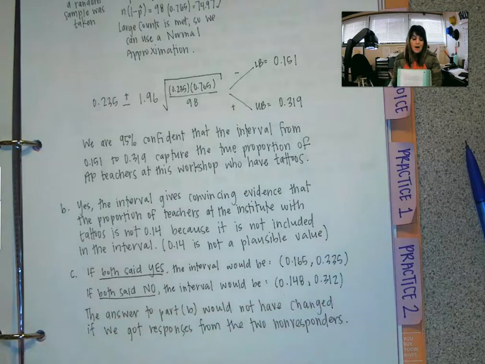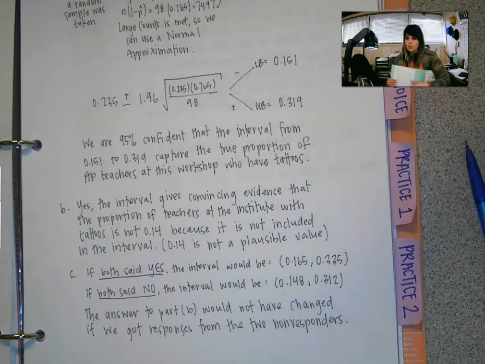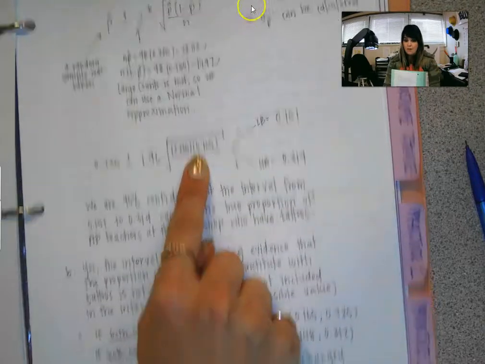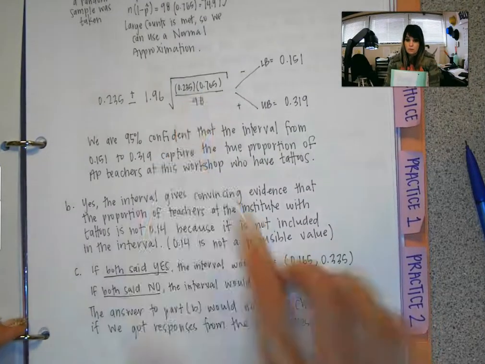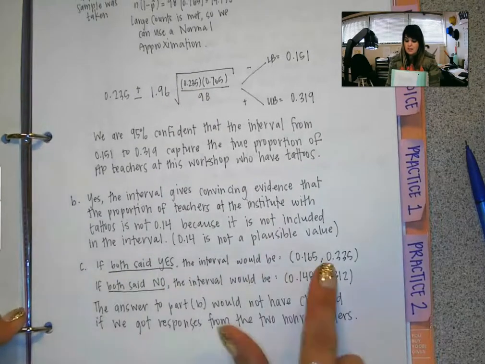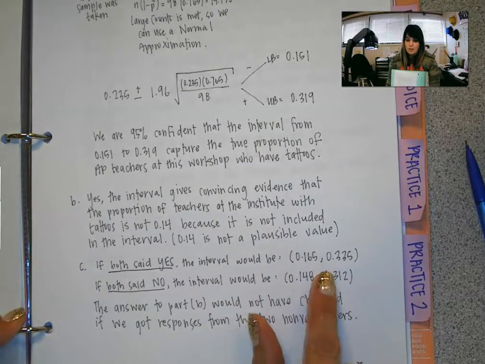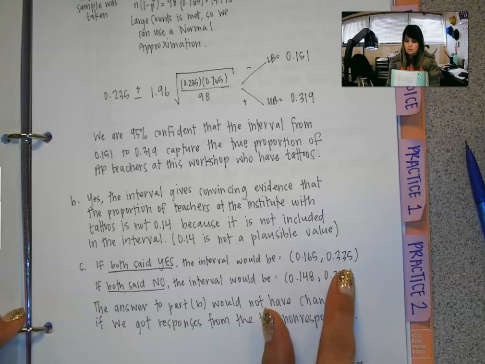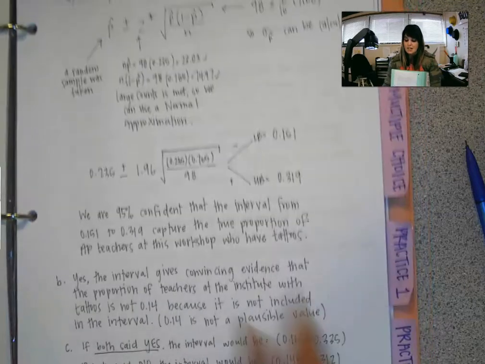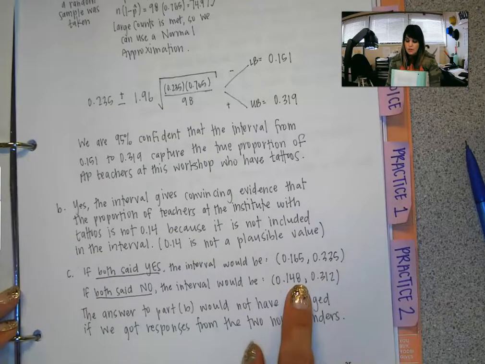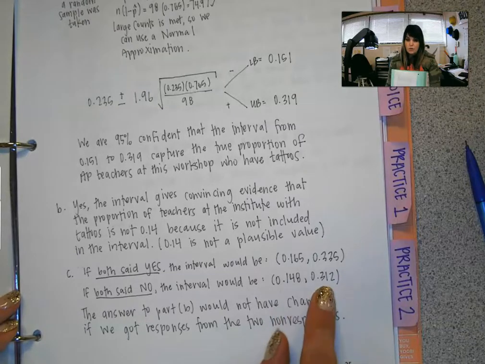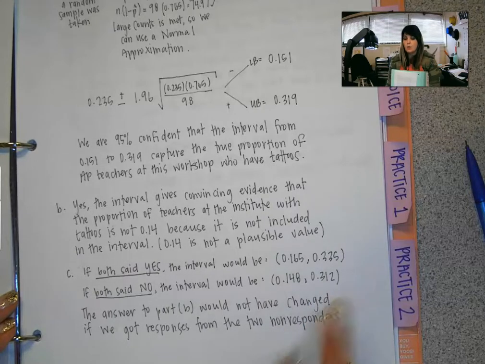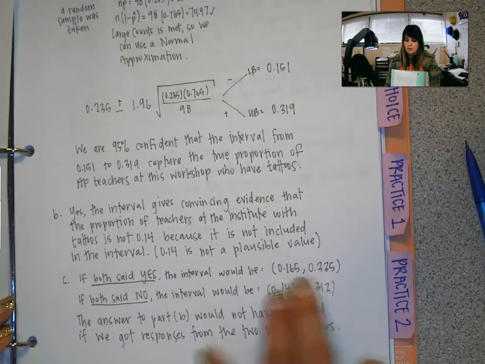And then C, I actually just used my calculator to adjust the values up here, and I figured out what the confidence intervals would be. So if both of them said yes, the interval would change to 0.16 and 0.33. So if both said yes, these both would increase. If both said no, then it drops down to 148 and 312. If one said yes and one said no, it was in the middle of these two, so I didn't write it down.